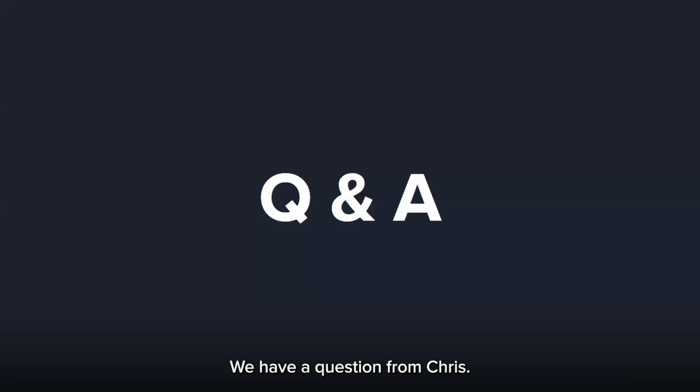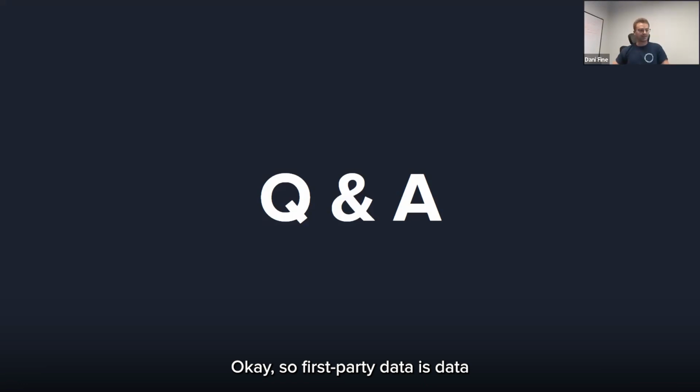We have a question from Chris. He's asking, how do you use first-party data and what does that mean practically? Okay, so first-party data is data that you own and you provide to the marketing channel, aka Facebook or Google, whatever it may be. So there's lots of different ways to do it.